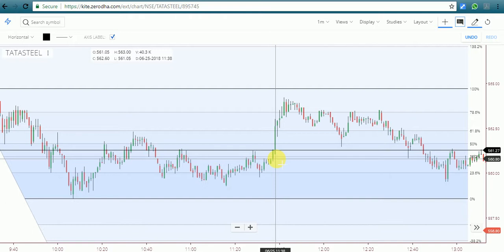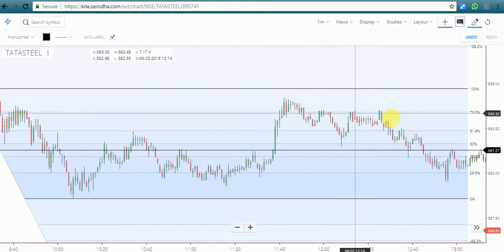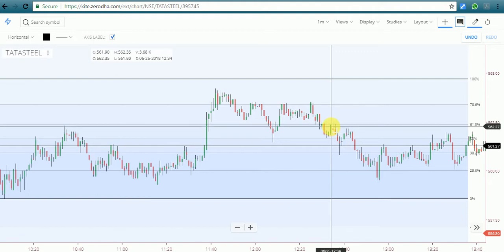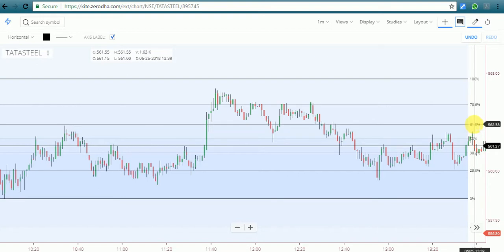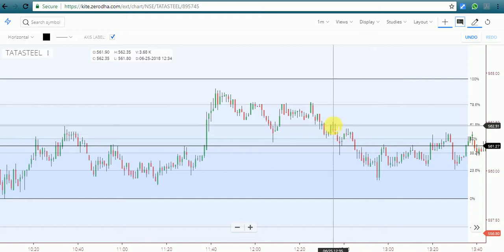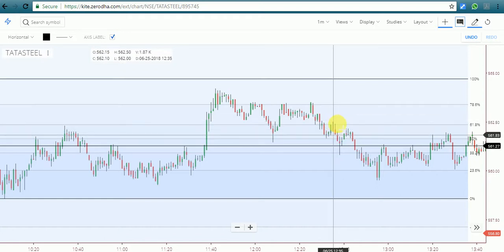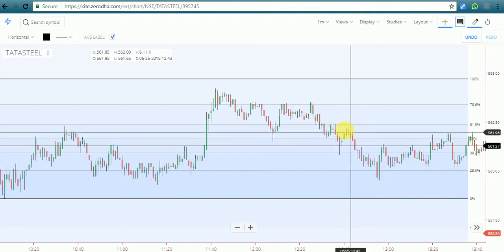It is very good. Here you see 78 it respected, rejections. I didn't take a trade here. See here 61 it respected again here also. I am telling this because I preferred 61 and I preferred 38. See here it gave a rejection and it formed a kind of spinning top, actually inverted.